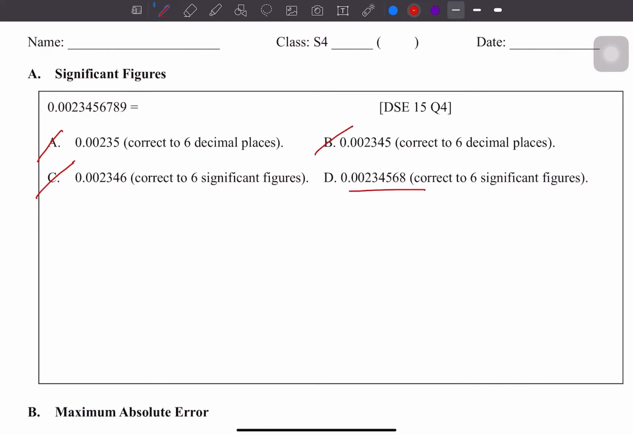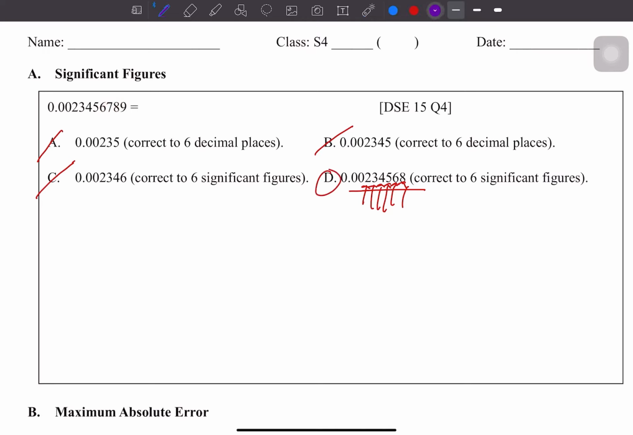Let's check the last one. Can you see there are 6 significant figures? So I know if we consider 6, and then we need to add 1 because this one is larger than 4, so we need to add 1 for 7. So the answer is B.